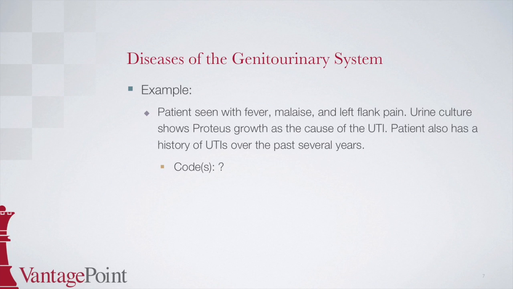This next example is a patient seen with fever, malaise, and left flank pain. Urine culture shows Proteus growth as the cause of the UTI. Patient also has a history of UTIs over the past several years. How would you code this? Please pause the webinar to complete this example and then hit play to continue and learn the answer.